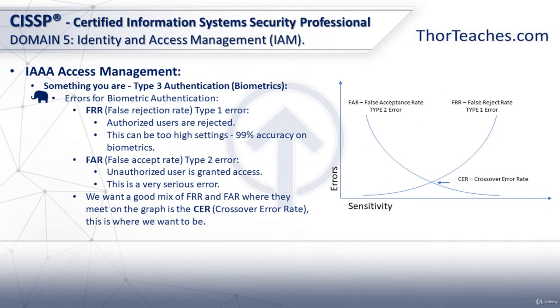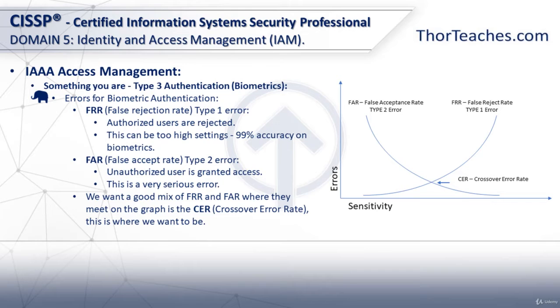The false reject rate can also be called a type 1 error. Our authorized employees are not allowed access. This can be if we set the settings too high. If we do 99% accuracy on a fingerprint reader, it probably won't allow anyone in, unless they're very, very lucky. And then type 2 errors, false accept rate. That's the people who shouldn't have access getting access to our facility, maybe because the accuracy is too low on the fingerprint reader. That's very bad.